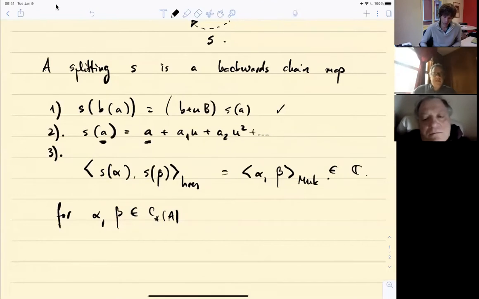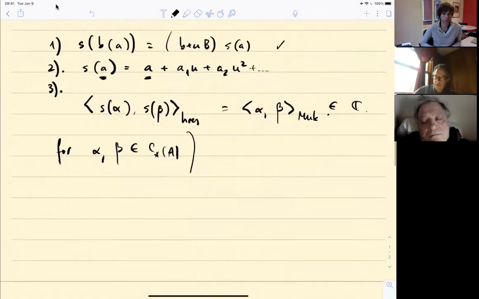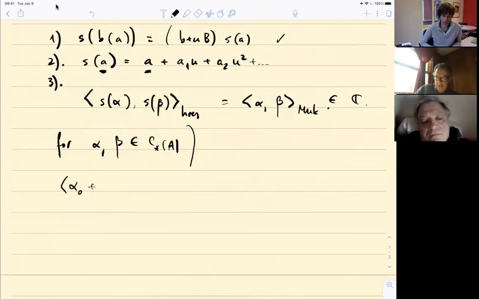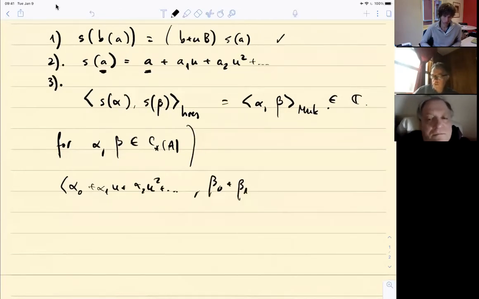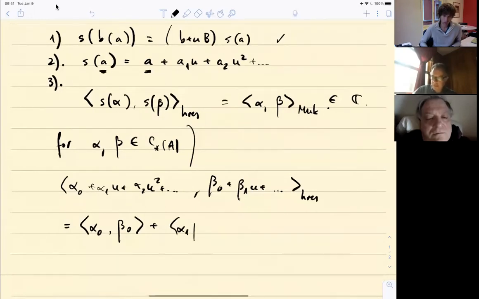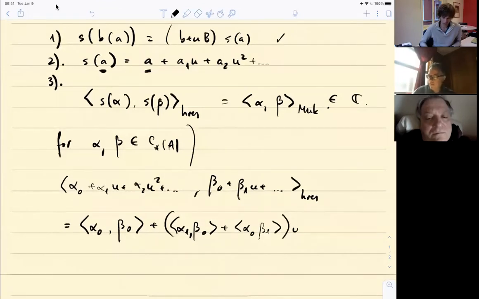On the other hand, this higher residue pairing of S alpha and S beta is pairing together things. If I had something that looked like alpha 0 plus alpha 1 u plus alpha 2 u squared plus and so on, and beta 0 plus beta 1 u plus and so on, the higher residue pairing would do much more. It would take alpha 0, beta 0, plus something like alpha 1, beta 0, plus alpha 0, beta 1, times u, plus, and you can see where this is going. So this, a priori, is an element in C double bracket u.